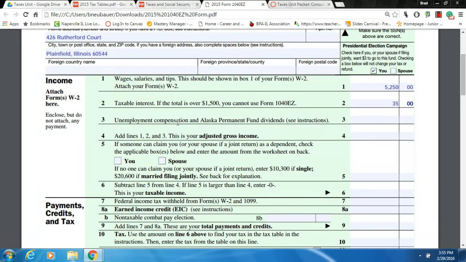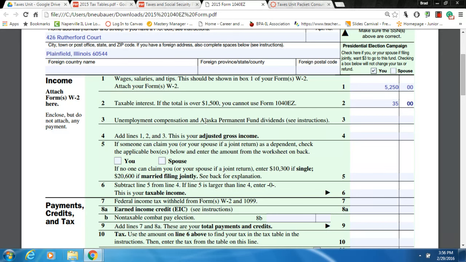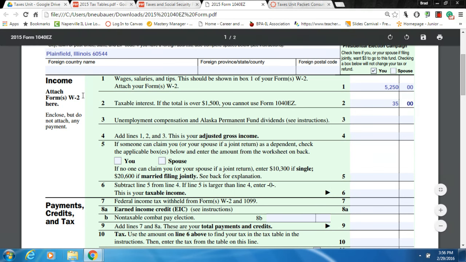So if for whatever reason he collected unemployment money, he would get a tax form that would tell him as such, and he would have to pay taxes on that, and you would put that here. They also have this Alaska Permanent Fund dividends. What this is, anybody who's a legal resident of Alaska, they get a certain amount of money each year from the oil companies because they are mining for oil and they're tearing up the environment in Alaska. So they give them thousands of dollars that they have to count as income.